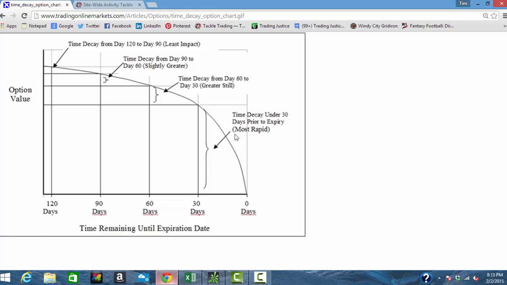If you buy options, they lose money from time decay. If you sell options, they benefit from time decay. If you do spreads, it depends on where they're at. The more information you have, the better off you'll be, and the better chance you'll have to build a successful and profitable trade.